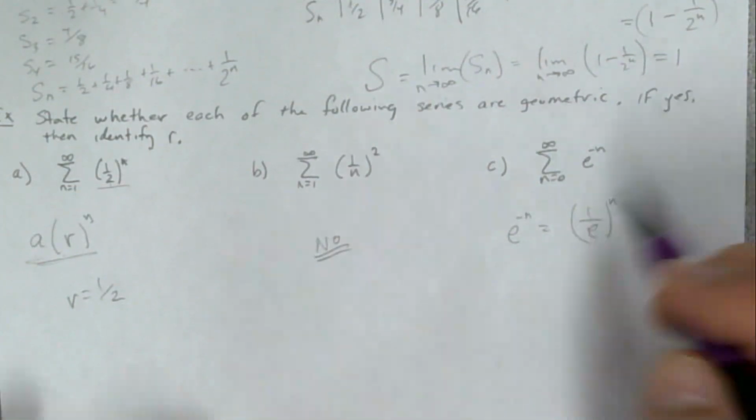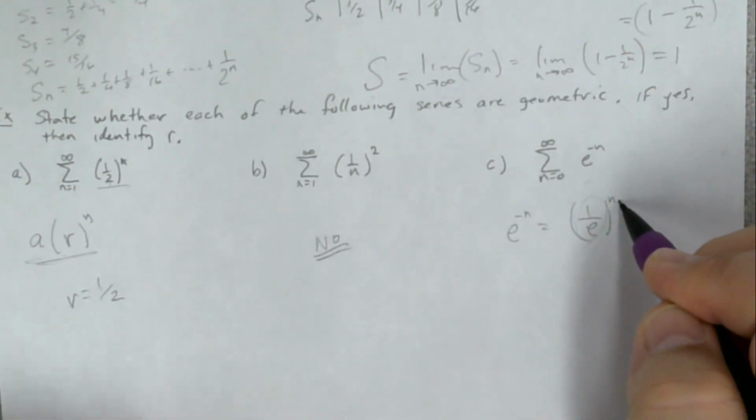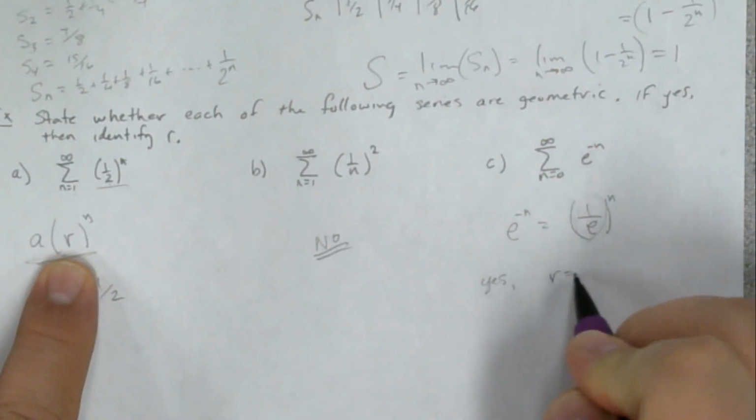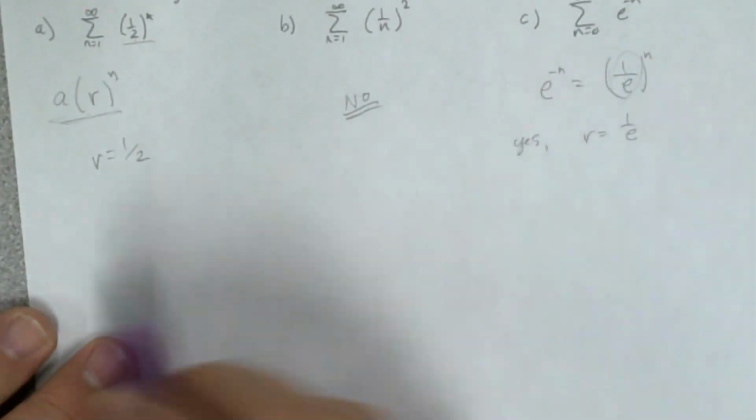Now, that is a number, and I'm raising it to a power n. So yes, this one is, and r is 1 over e. Okay? So there's that one.